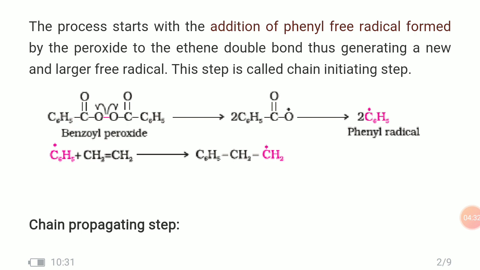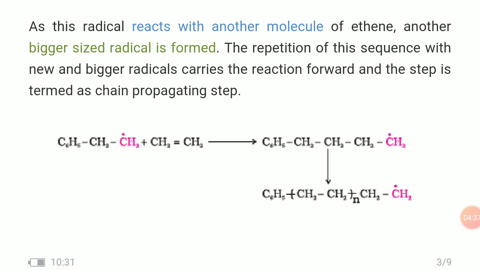Then the second step is the chain propagating step. This radical reacts with another molecule of ethene and another bigger radical is formed. In this step, the radical reacts with n number of ethene molecules and forms a bigger radical. Here the same reaction occurs.